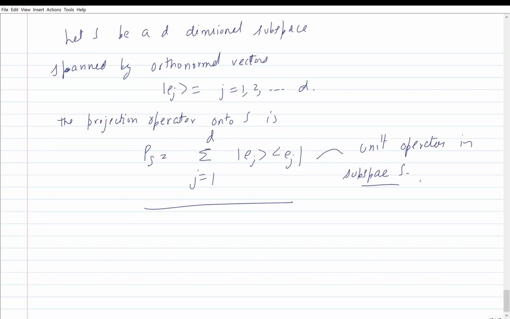So in the next lecture, we are just going to do some properties of linear algebra that are going to be useful for us for quantum information. So see you next time.